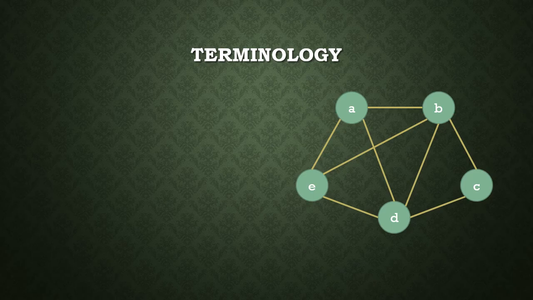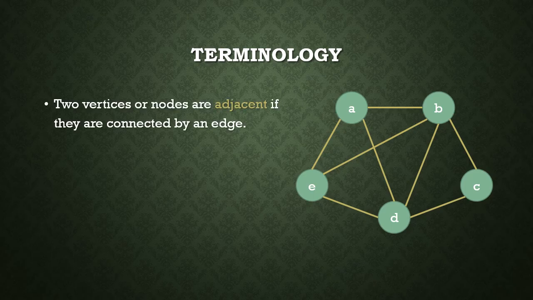Looking at the terminology for graphs, two vertices or nodes are adjacent if they are connected by an edge. So if an edge exists between two nodes, they are adjacent to each other. Some people say they are neighbors of each other. Here you can see that A and B are adjacent, but A and C are not adjacent because there is no direct edge connecting A to C.